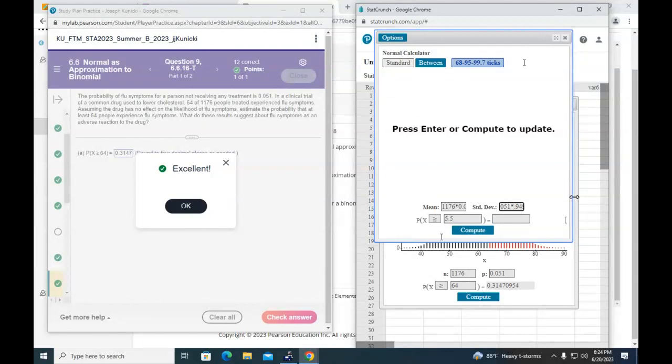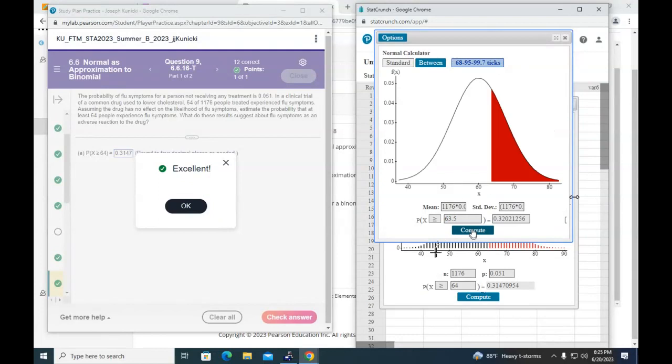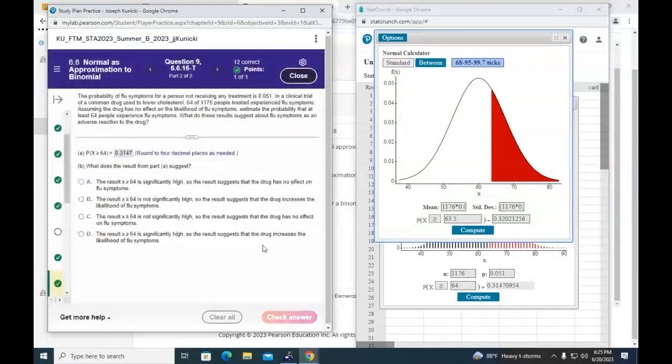Remember that? All right, and now the continuity correction, since I want greater than or equal to 64, I do 63.5. And the answer we get is 0.3202, which you can see how close it is. These are pretty close. That's why it's a good approximation. But that's what you would have to do if they would have said wrong, okay?